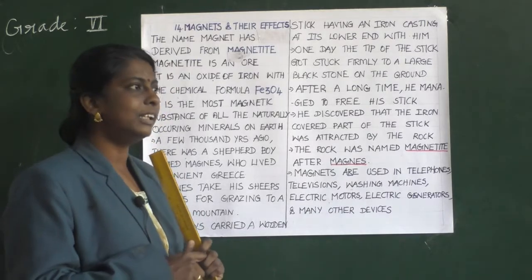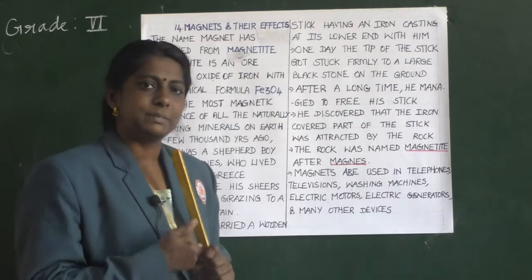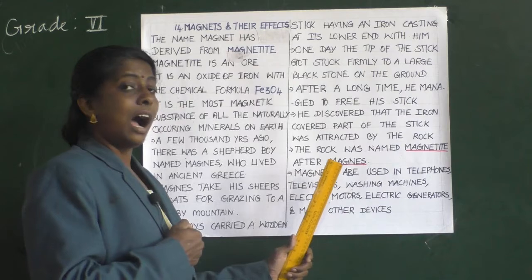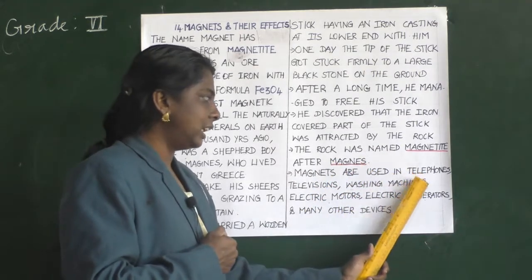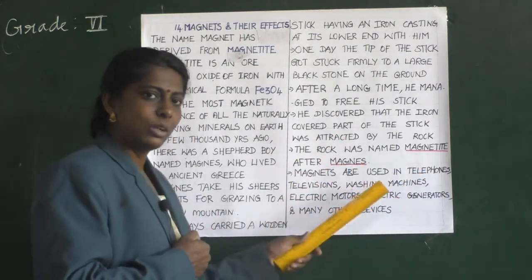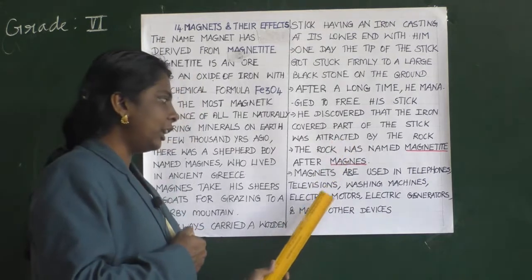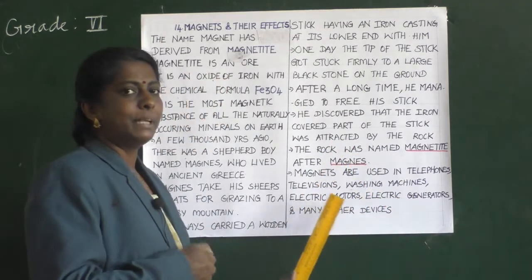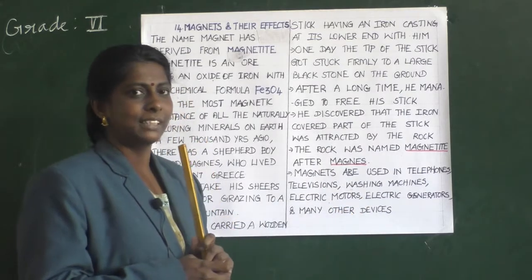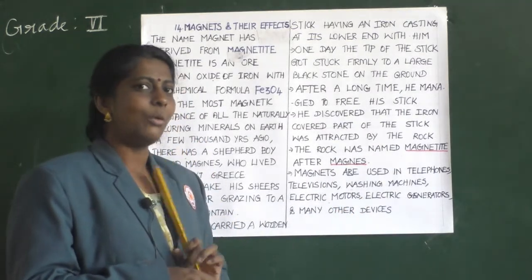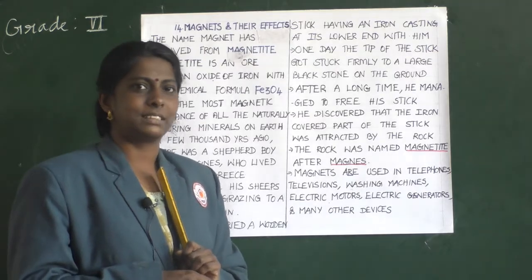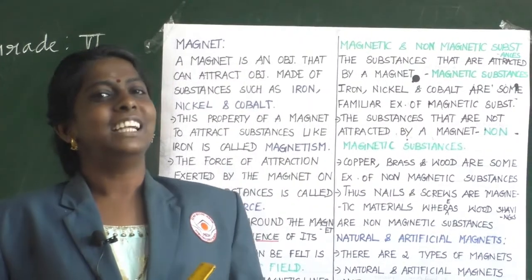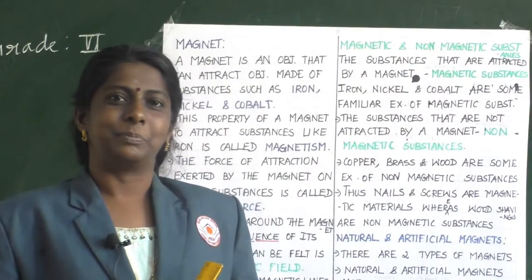Clear? Then, where are we using these magnets? Magnets are used in telephones, televisions, washing machines, electric motors, electric generators and many other devices. Clear children? Now, let us learn about magnets.